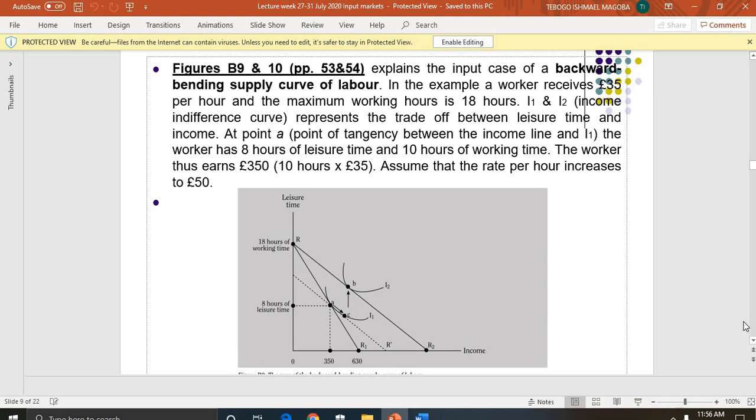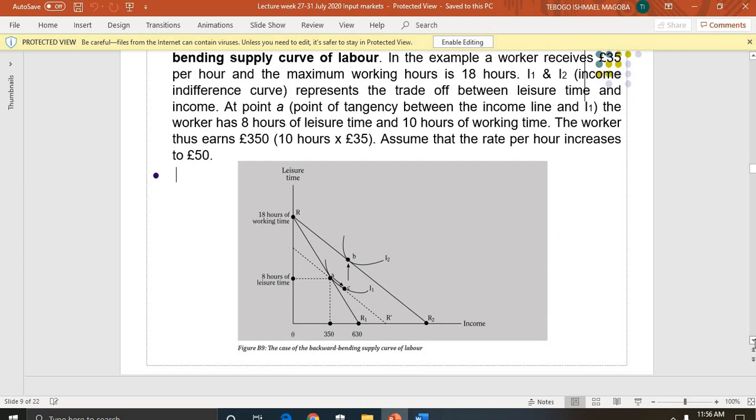You've already done this before. This is not new to you. You've done this in labor economics, which was economics 2F in the first semester. So, the case of a backward bending supply curve.